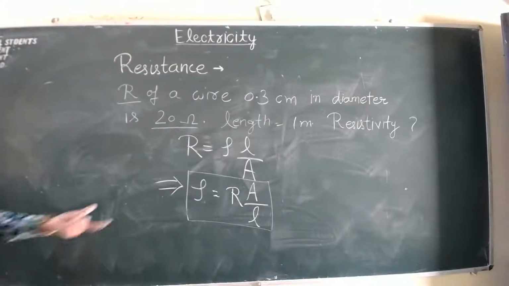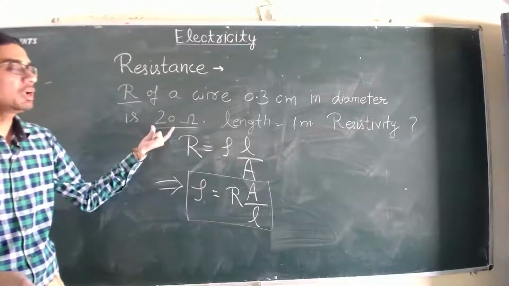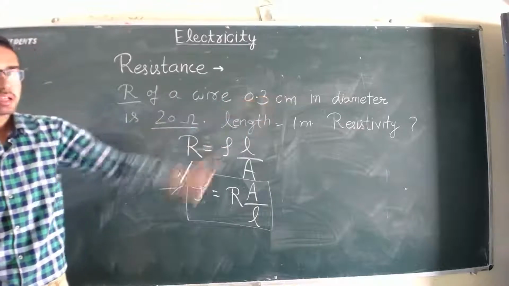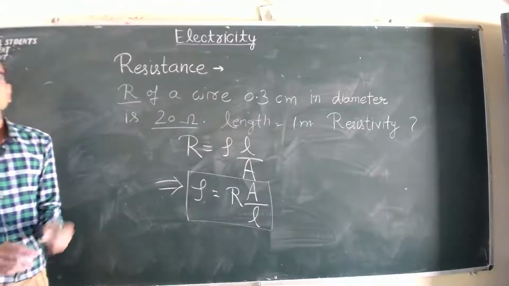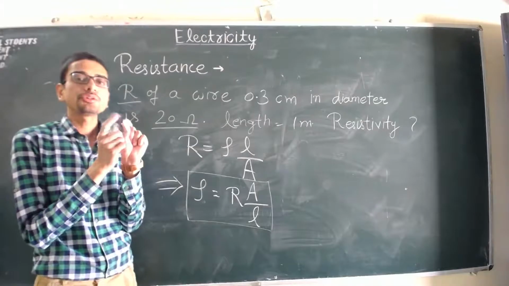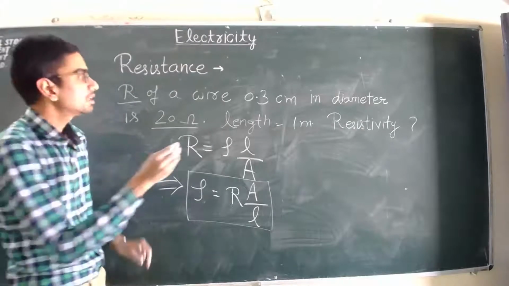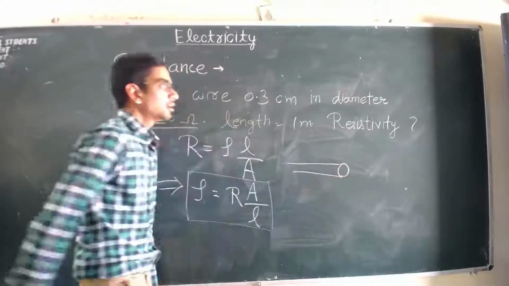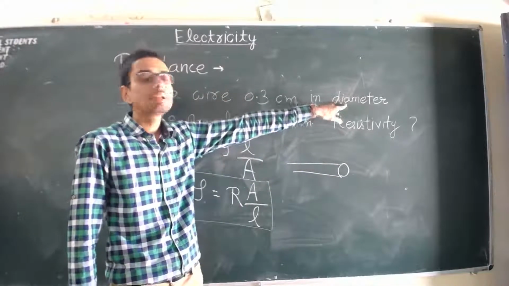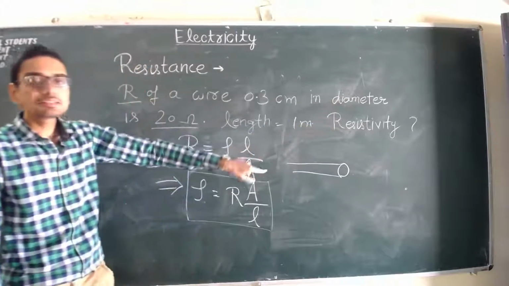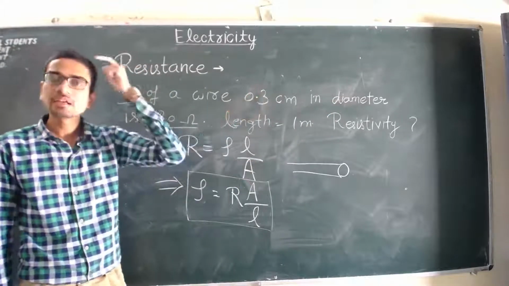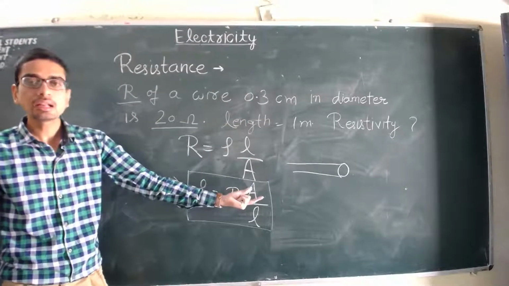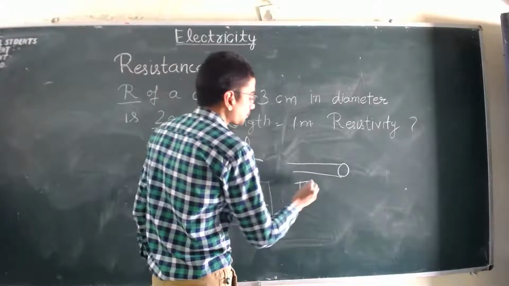You have to simply put the values. R is equal to 20 ohm, SI units. Area is equal to, diameter दिया हुआ है. Diameter से area कैसे निकालते हो? Cross section is a circle. जो cross section होता है वायर का, वो एक सर्कल होता है. This is wire और इसका क्रॉस सेक्शन एक सर्कल है. तो अगर आपको सर्कल का डायमीटर पता है तो आप एरिया निकाल सकते हो, बिकॉज सर्कल का एरिया क्या होता है? पाई आर स्क्वायर. तो रेडियस दी हुई है, आप एरिया निकाल लेना पाई आर स्क्वायर.